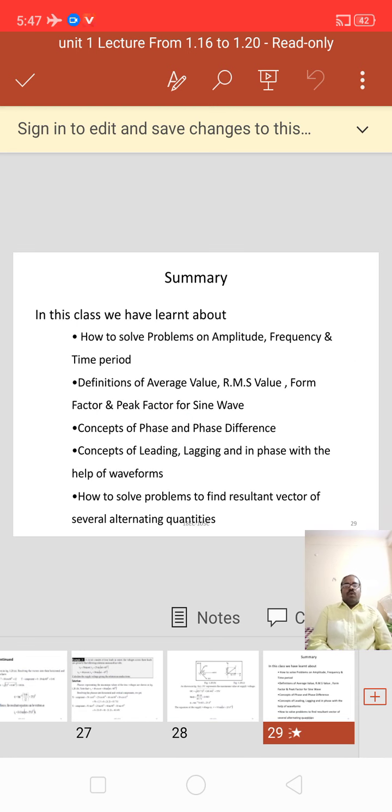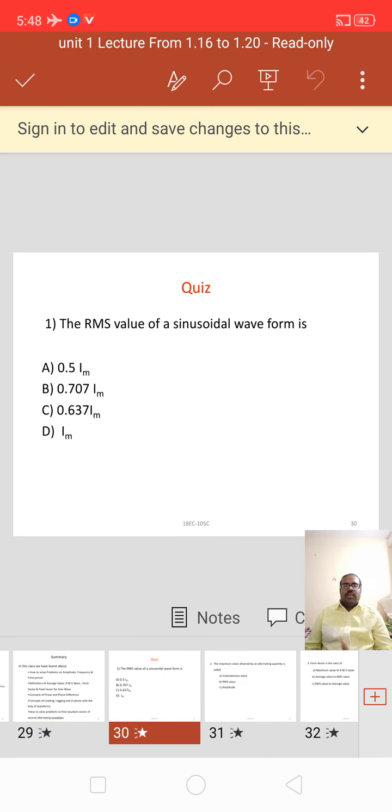Okay. Now in this class we have learnt how to solve problems on amplitude, frequency and time period, definitions of average value, RMS value, form factor, peak factor for a sine wave, as well as the concepts of phase and phase difference, and the concepts of leading, lagging and in phase with the help of waveforms. We also solved problems to find the resultant vector of several alternating quantities. Okay, let us have a quiz on the above concepts.